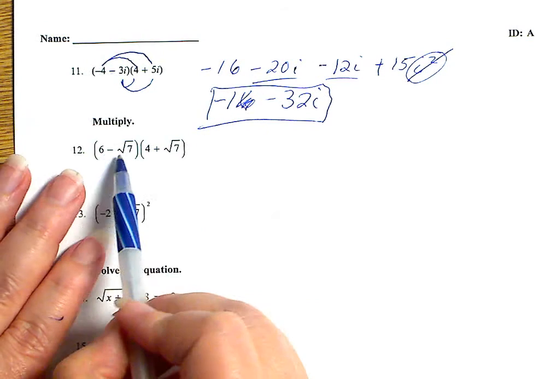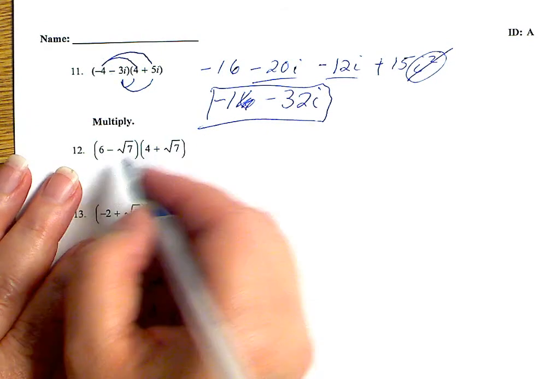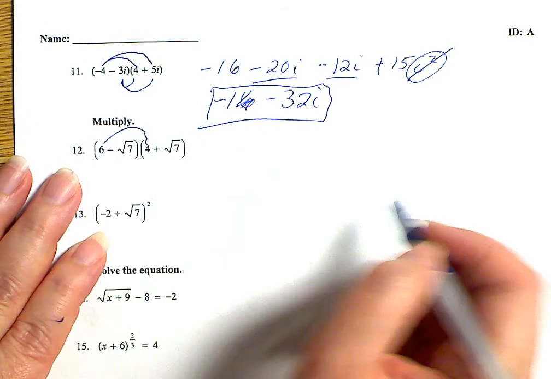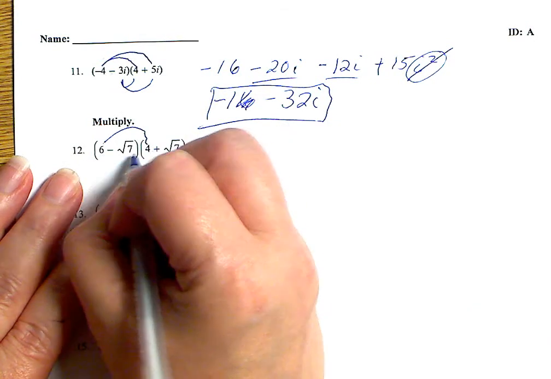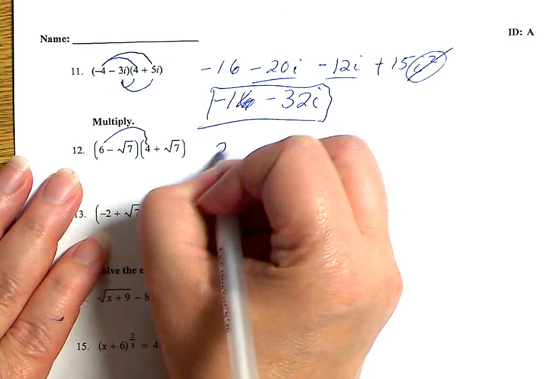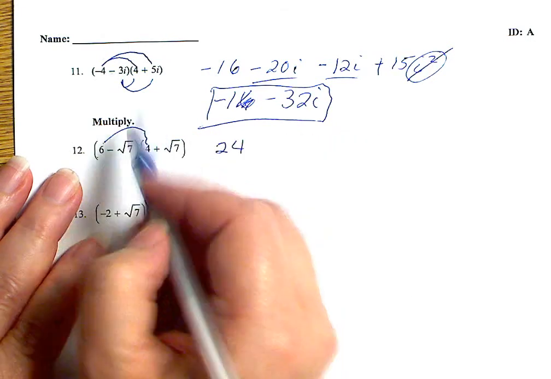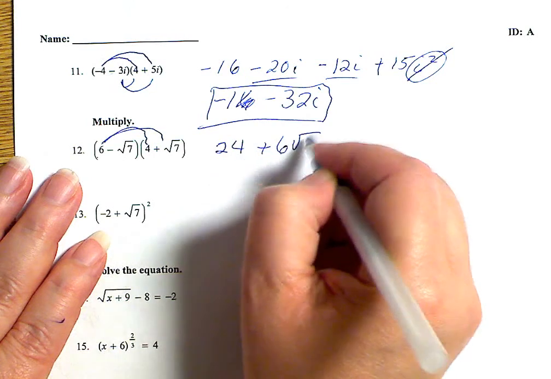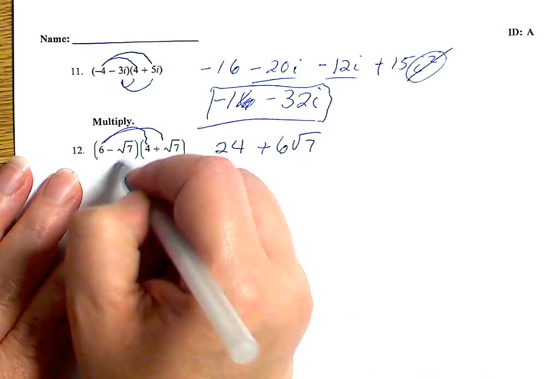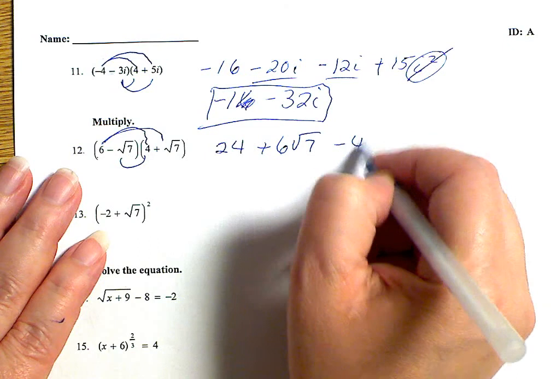Then on this one, same exact thing. You're multiplying. So you have 6 times my 4. So we have 6 and 4 is our 24. 6 times the square root of 7 is 6 square root of 7. Inner is negative 4 square root of 7.